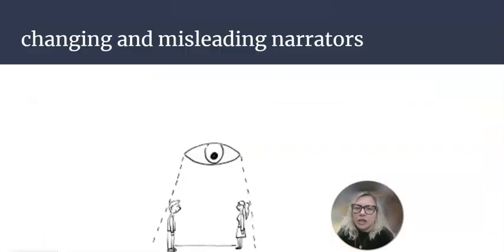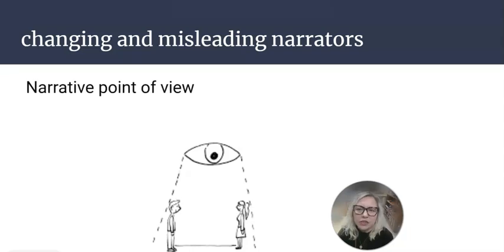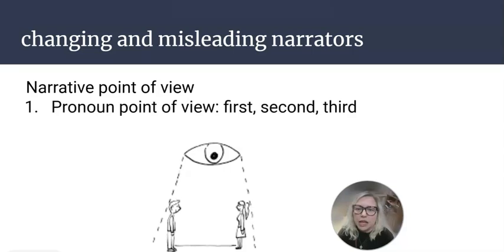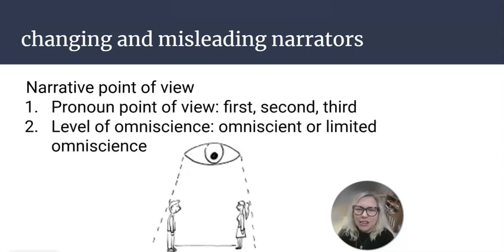All right. There is another aspect, though, that is important besides pronoun point of view. And it is level of omniscience, okay? Now, this is only true for third person narrators. So the first thing to do when you are determining what or who a narrator is, is to determine the pronoun point of view. Is it first, second, or third? It's probably going to be first or third, right?